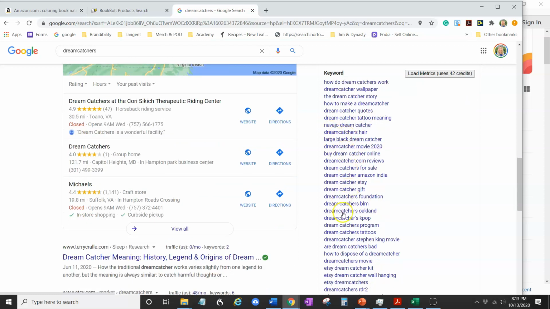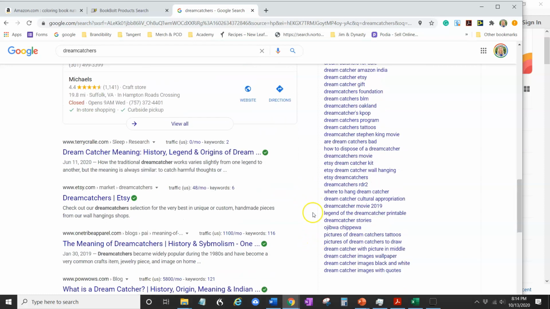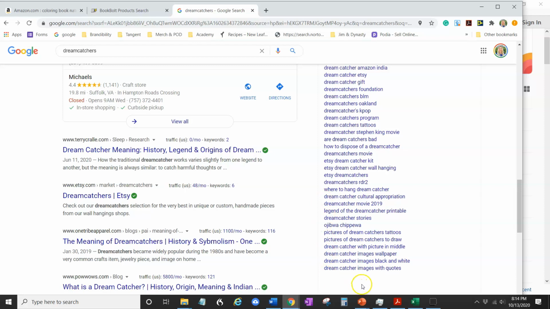And you just look through to see if there's anything. Dreamcatcher tattoos. Now that might be a fun coloring book. I don't know. You could go back to Amazon and research if there's anything like that. Probably not, but there's got to be something. So I look through these Keywords Everywhere and see if there are any more I can add to my list of things.